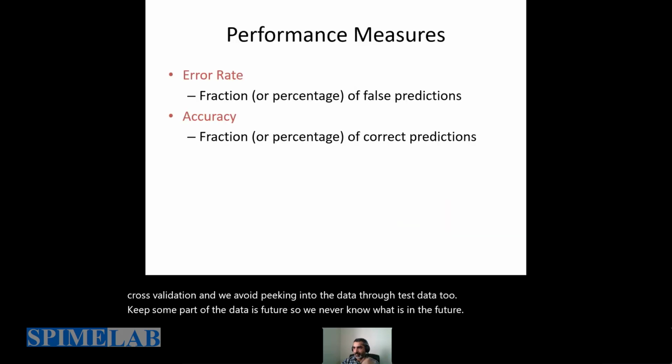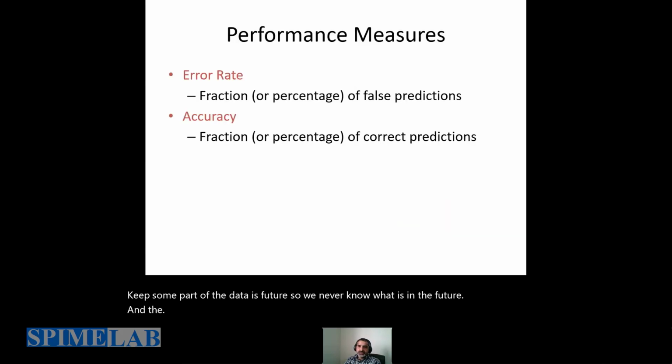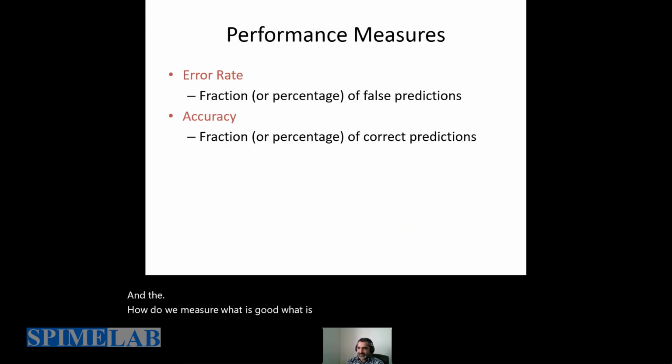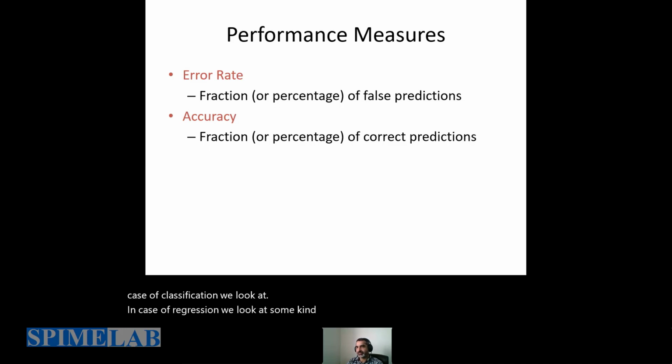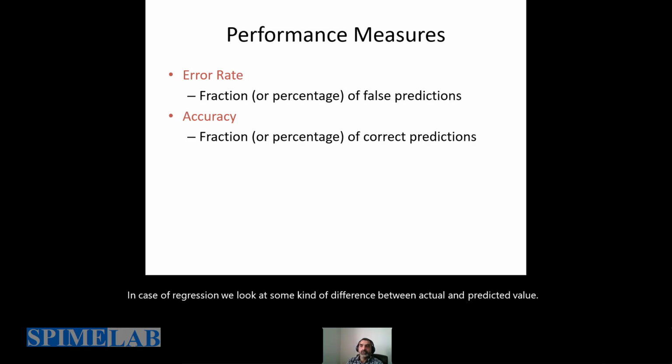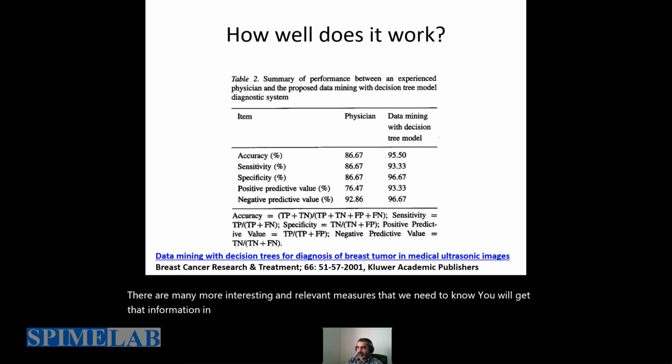And how do we measure what is good, what is bad? We are going to learn many metrics, but in the case of classification, we look at accuracy. In the case of regression, we look at some kind of difference between actual and predicted value. There are many more interesting and relevant measures that we need to know. You will get that information in the modules as well. But these are the two basic ones, right?